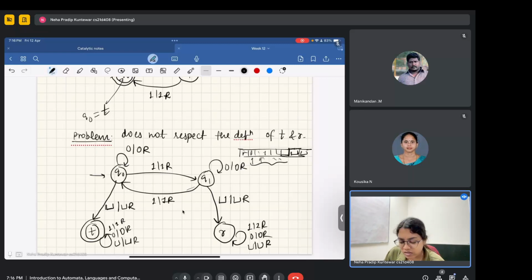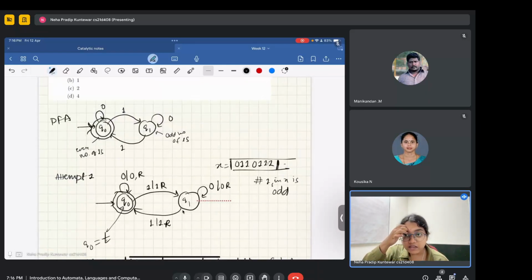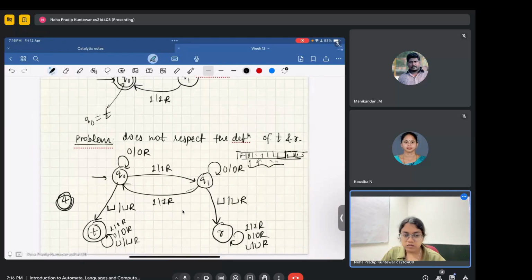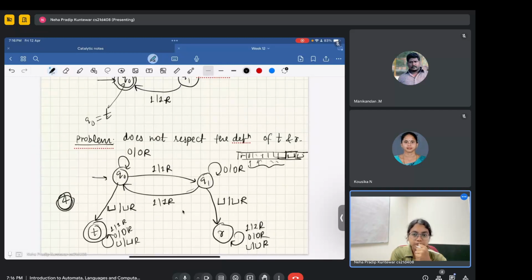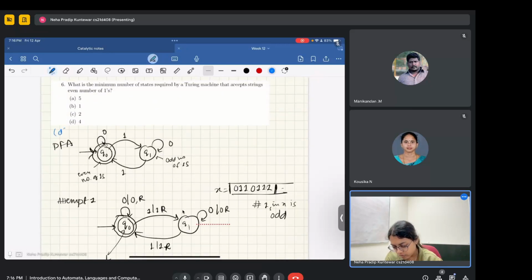Because there are special states called accept and reject in the Turing machine, which if you hit once, you are going to stay there. Because of that extra condition, our Turing machine needs 2 more states in this case. So that's why a Turing machine must have 4 states. So is this okay, or are there any questions about this? If there are, please ask. So yeah, the answer is D.